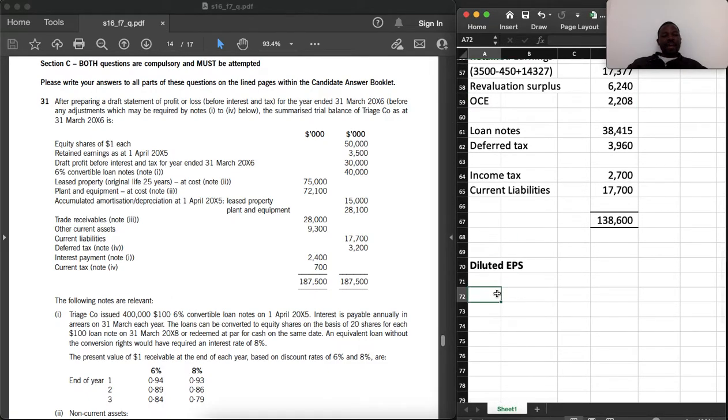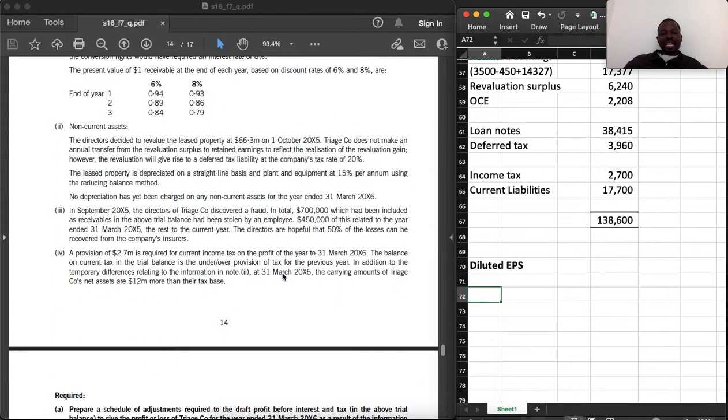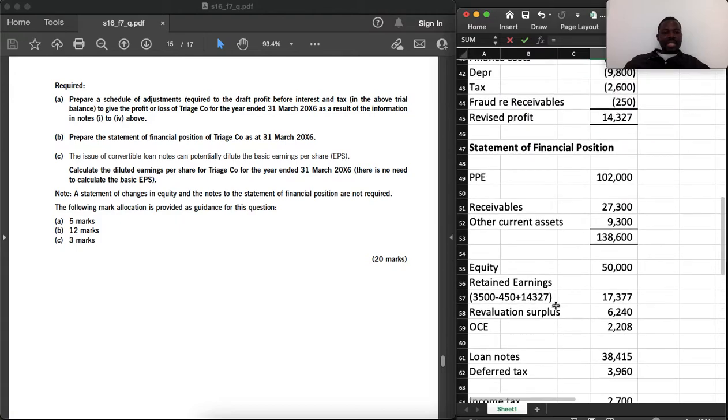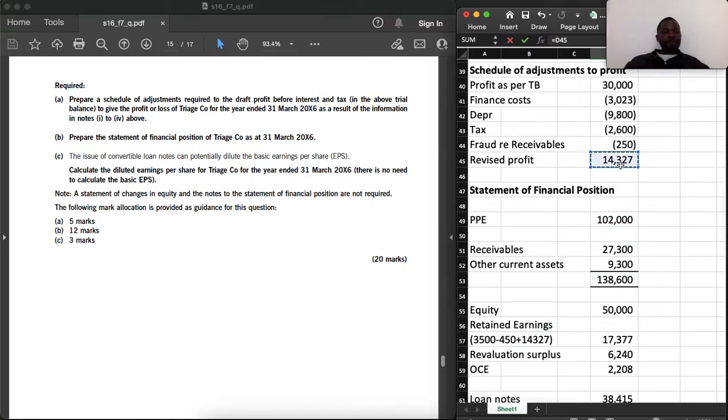Now let's have our diluted earnings per share. That's our last question, our last assignment for 3 marks. We need to adjust the profit first. So we'll say profit. How much is the profit that is adjusted? We'll copy it from here.